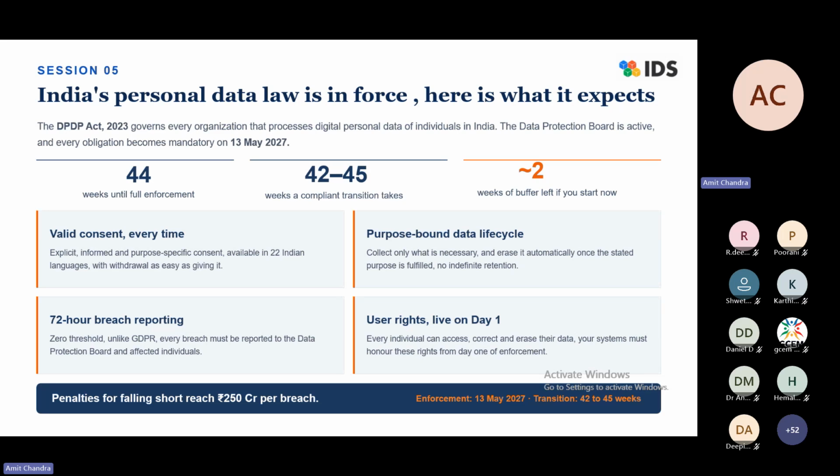Because after that, the Data Protection Board can come to you and ask for the data, and you have to make sure that the data is bound to DPDPA compliance.